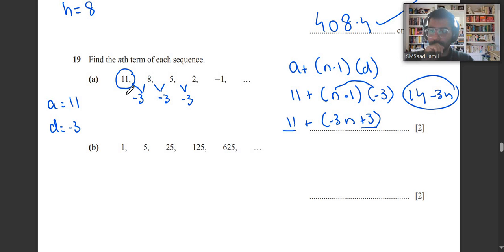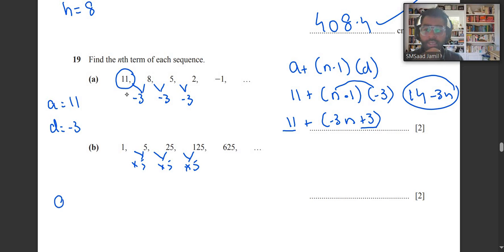Next part. So in the next question, if you guys look at it, each number is like 5 square. 5 square is 25, like 5 cube is 125. So this is a geometric progression. How do we know that it is a geometric progression? Because the ratio is the same: multiply by 5, multiply by 5, multiply by 5.